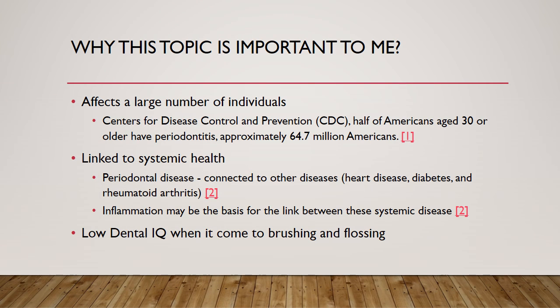I chose this topic for three reasons. First, the large number of individuals affected by periodontal disease. According to the Centers for Disease Control and Prevention, half of Americans aged 30 or older have periodontitis, totaling approximately 64.7 million Americans. Another reason I chose this topic is the link between our oral health and systemic health. Several research studies have suggested that periodontal disease is connected to a variety of other diseases, including heart disease, diabetes, and rheumatoid arthritis. And lastly, I believe that being knowledgeable about periodontal disease and knowing how to properly brush and floss will help patients prevent periodontal disease.